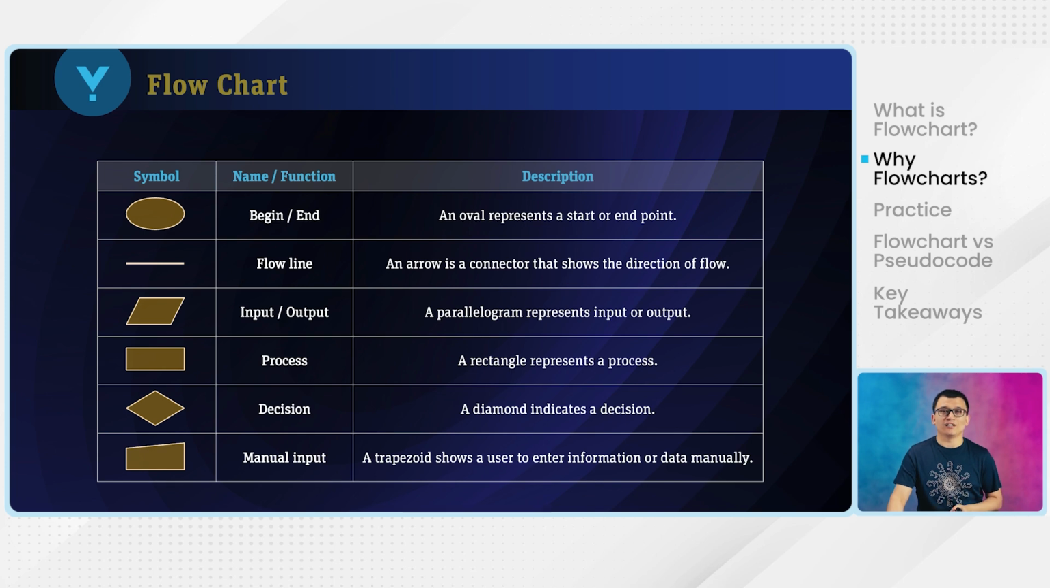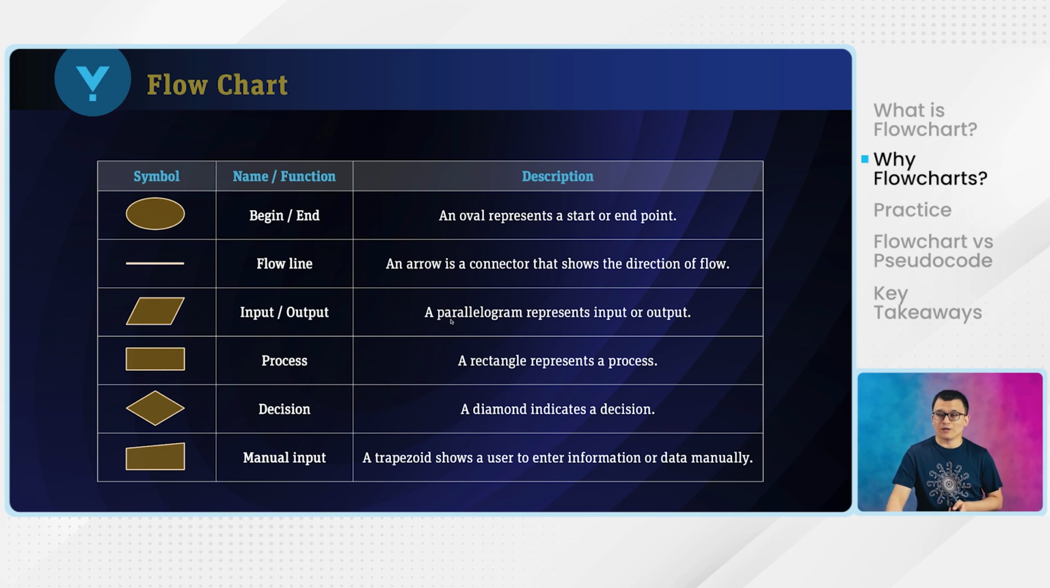Okay, and here are the different charts that are being used. Different shapes that are being used in the flowcharts. We have this oval, which represents the starting and ending points. This is the symbol of oval shape. And now we have the arrow or flow line, it's called. Basically, it's the connector that shows the direction of the flow. In order to show the direction of the flow, we do use this arrow or the flow line.